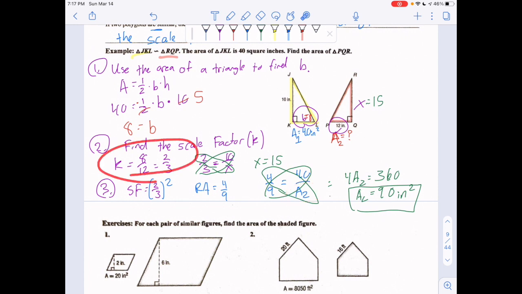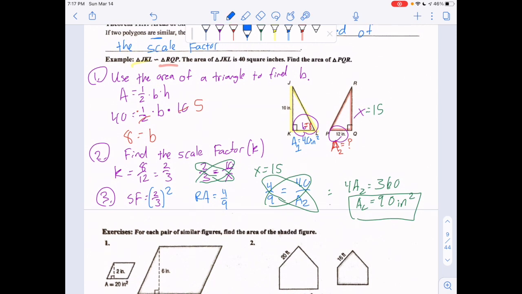Obviously, you could have done the scale factor to find the missing side, which is what we did to get x equals 15. You simply could have also just plugged it in. 1/2, my base is 12, my height is 15. Solving for this, the area of your second triangle is also going to be 90 from up here. Okay, so multiple ways.